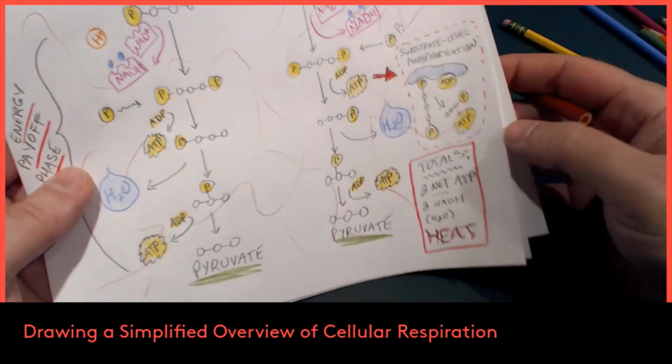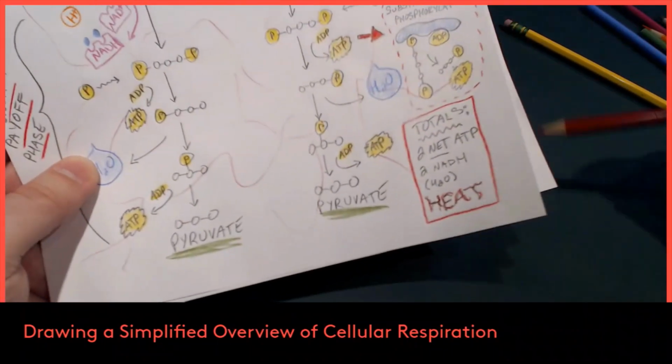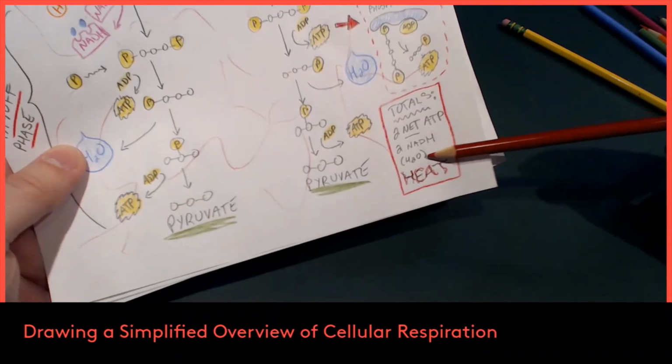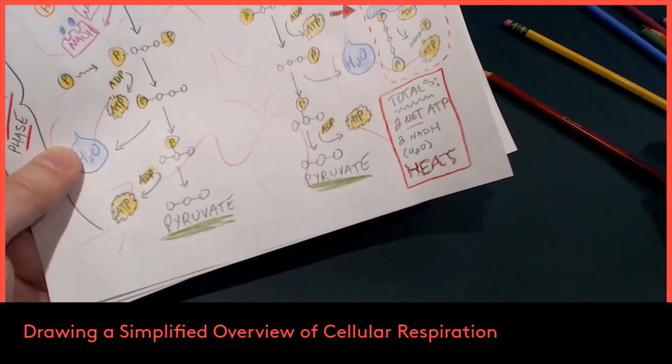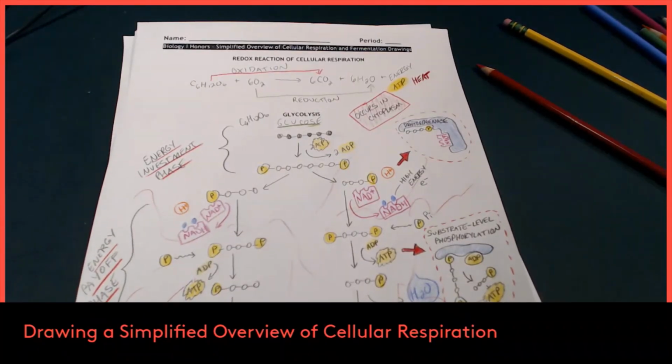So what were our overall totals from the energy investment phase and the energy payoff phase of glycolysis? Well, we got 2 net ATP, we got 2 NADH, we got some waste products, sure, and definitely we lost some heat along the way. Okay, let's go ahead and start our next picture.